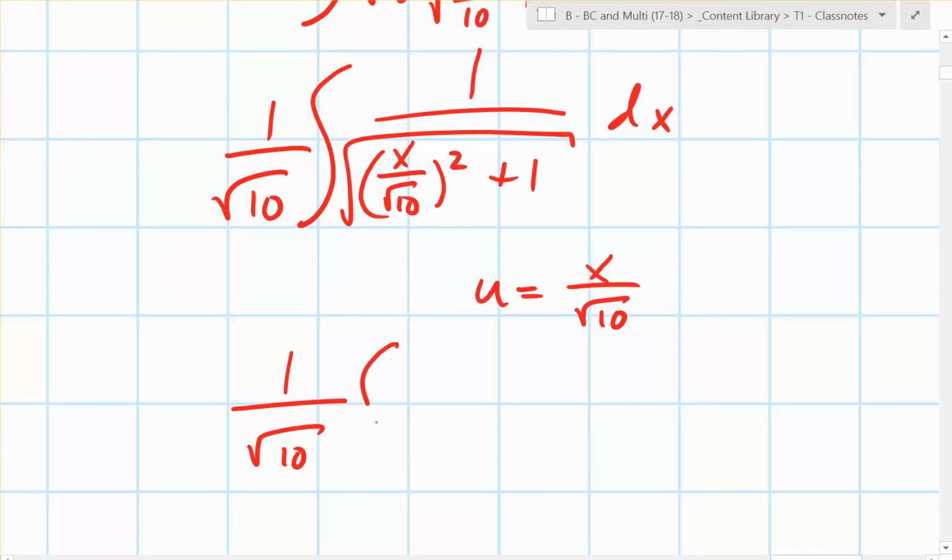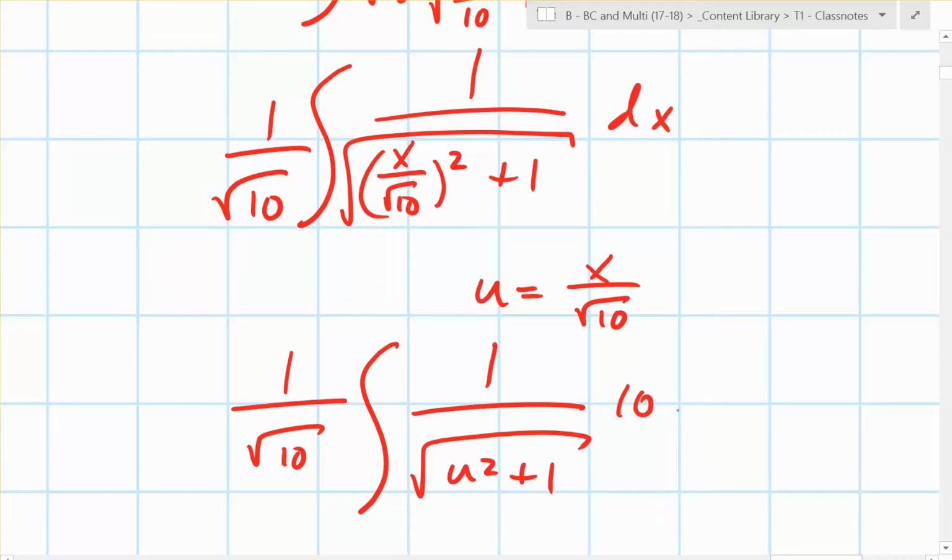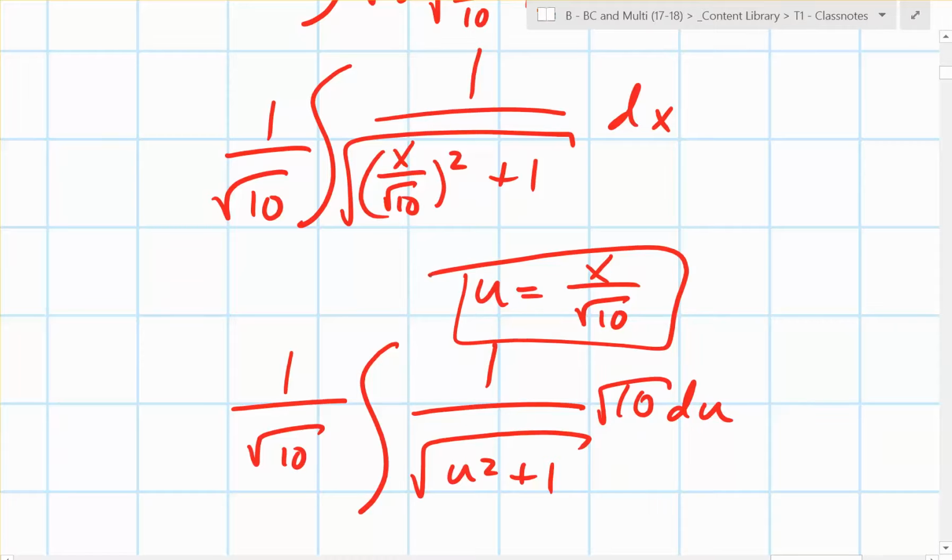So we have 1 over the square root of 10, integral 1 over what? The square root of U squared plus 1. And then what's the dx going to be? Root 10 du, I think. Is that correct? Yeah. Dx is root 10 du, I think, right? So what cancels there?